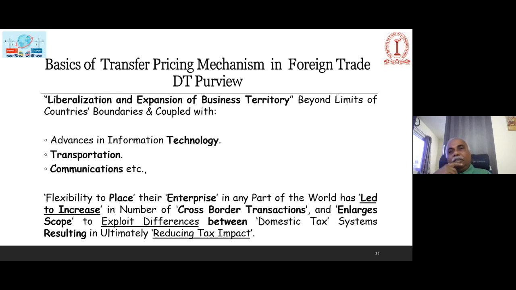So that's why transportation. Today, to reach the product to any part of the country, earlier we used ships. Today, air cargos are also increasing. Transportation is not a problem. Across the globe, within a short span of time, the products can reach.